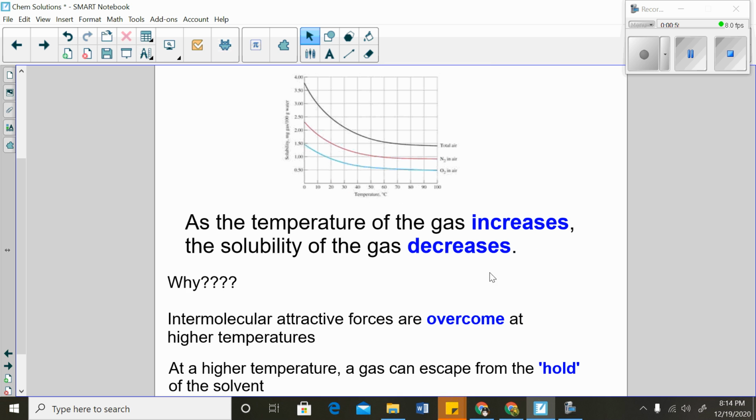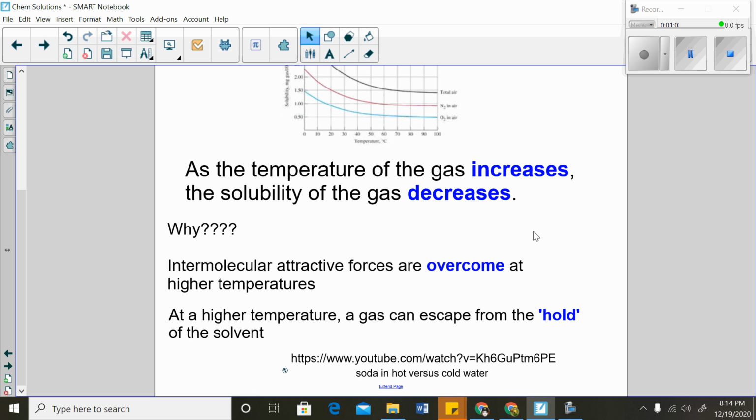Why though? Why are gases so different? Well, the intermolecular attractive forces are overcome at higher temperatures. At a higher temperature, a gas can escape from the hold of the solid. Now, this video right here is a great video to help you understand what this actually means. It's a very simple experiment of soda in hot versus cold water. If you are interested and want a better handle on what this means, take a look at this video. It will be posted for you.